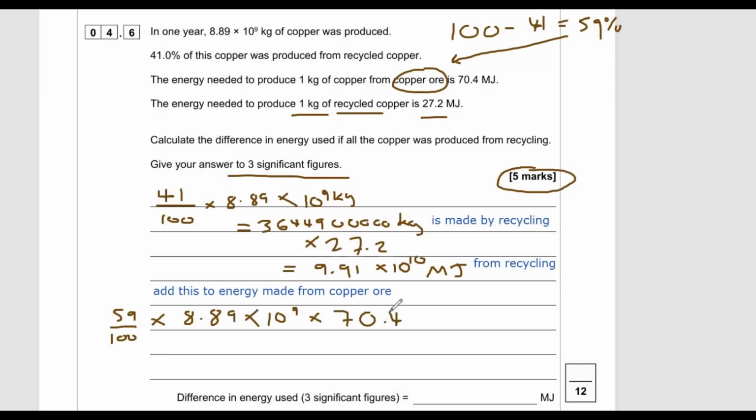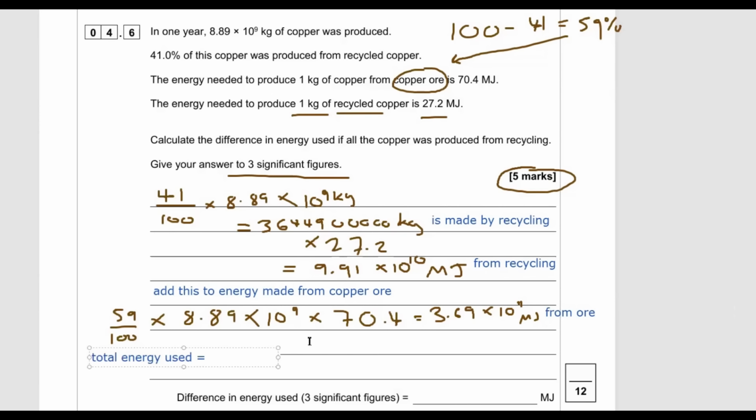And I'm going to times that by the energy per kilogram. So I'm going to times that by 70.4 megajoules. And that is going to give me the total amount of energy used to get the copper out of the rocks. Okay. And then we're going to add these 2 numbers together and we're going to have got about 3 marks at this point. So this is a very difficult question, I ain't going to lie. So now we're going to go 3.69 times 10 to the 11 megajoules. Okay. And that is from copper ore.